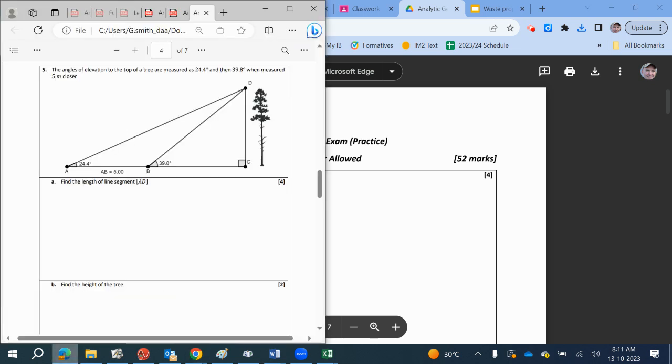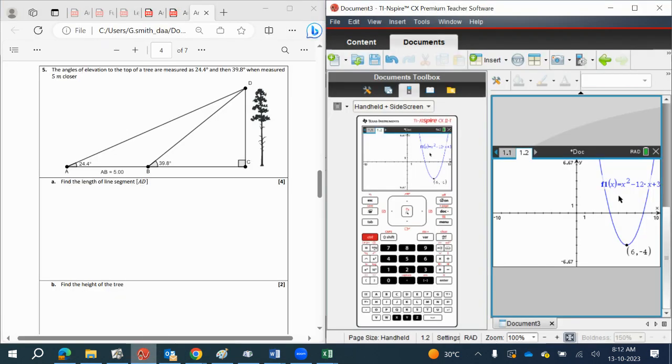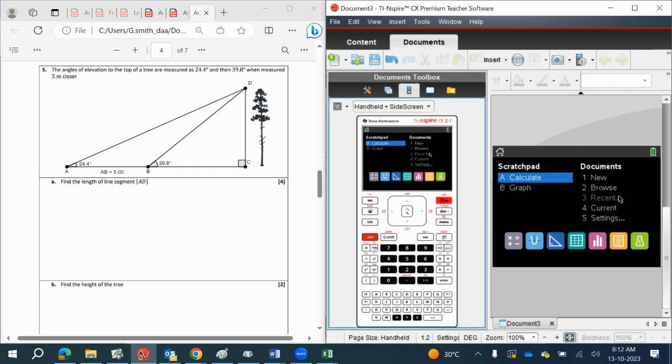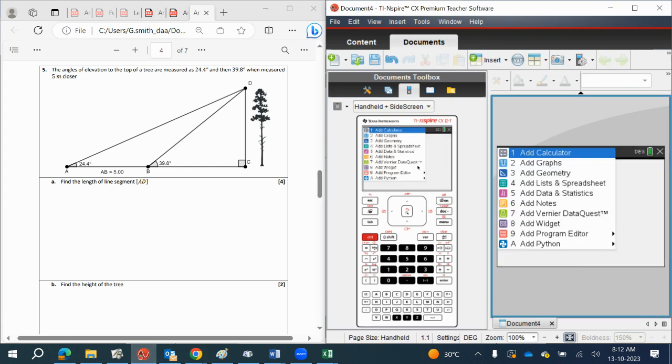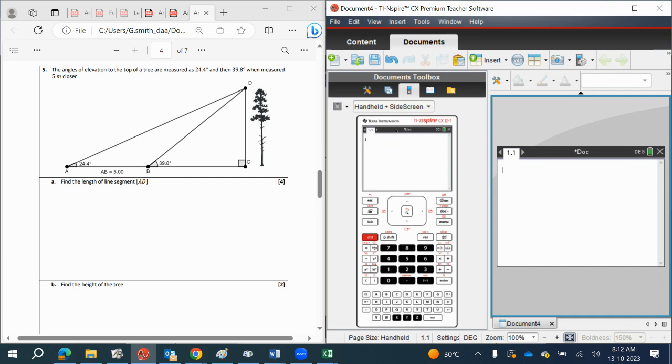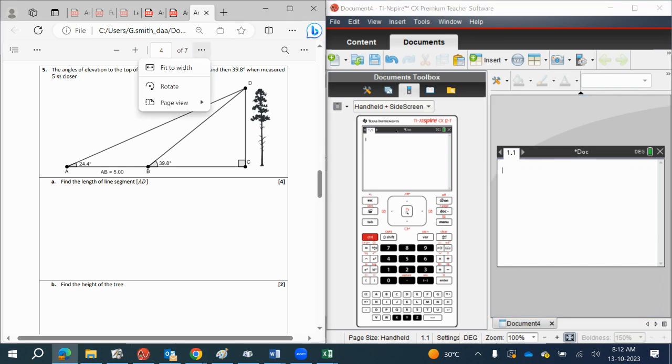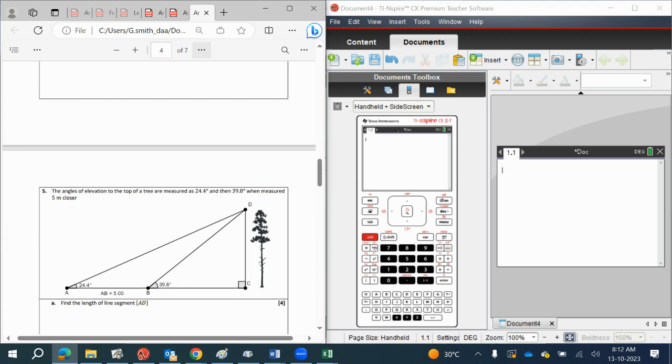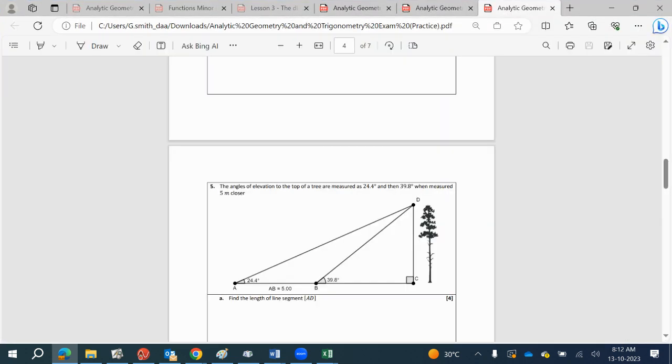Okay, so just going to look at how to use the calculator a little bit. I'm going to start off by pressing on, bring this up a new document. Don't want anything, add a calculator. Here on this, do I have my pen? I'll find my pen. There it is.